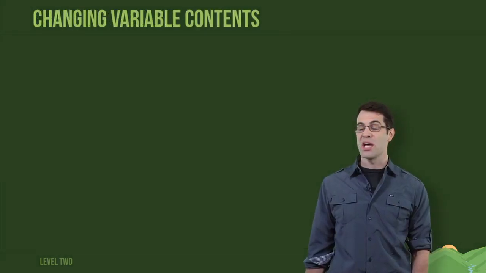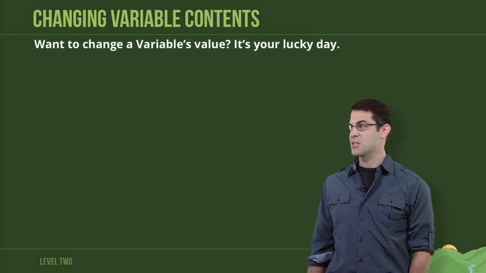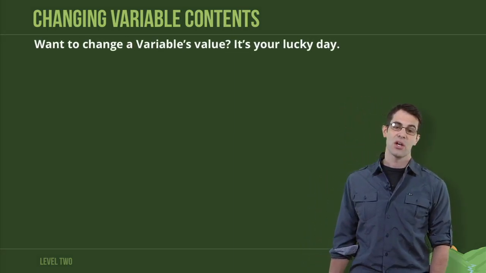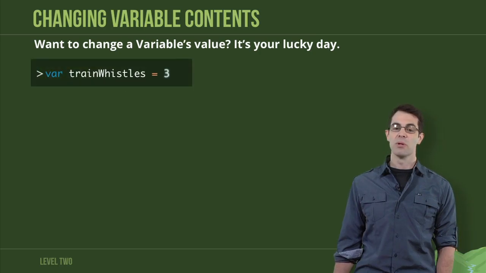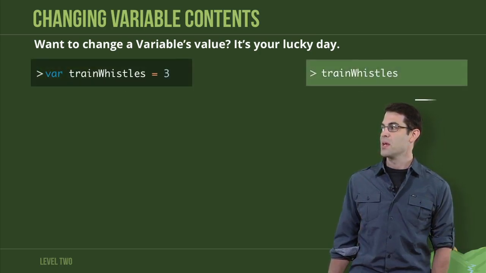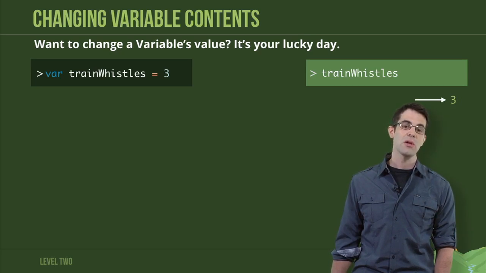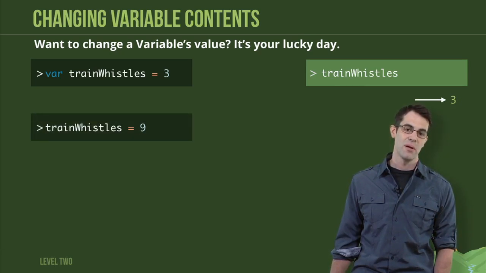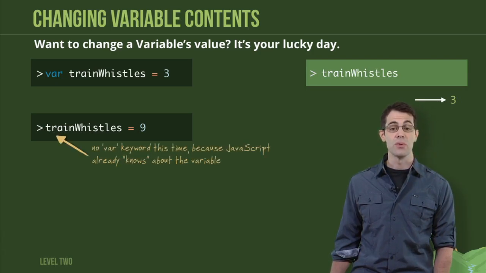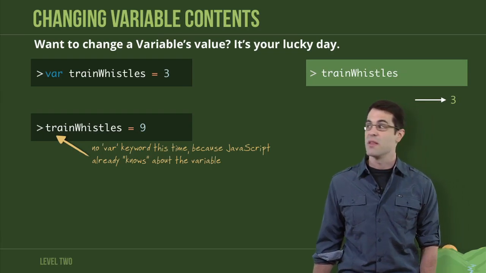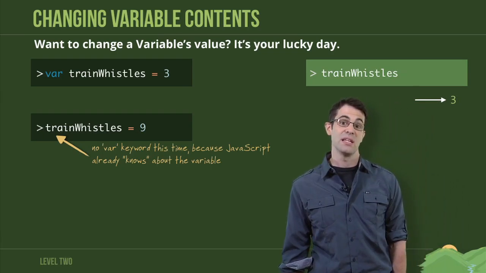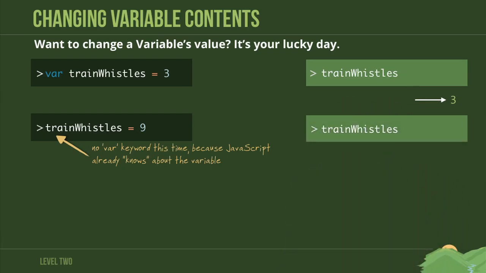What if we wanted to change a variable's contents? Guess what? It is your lucky day. Currently, our trainWhistles variable is set to 3. But if we wanted to change our trainWhistles amount, we just reuse the assignment operator and set it equal to a new value. Notice that we don't use the var keyword because the console already knows that the variable trainWhistles is inside memory. Now our trainWhistles value is 9.